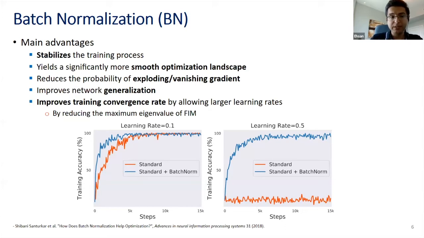But the other thing is the problem of generalization. We believe that batch normalization is improving our network generalization. But why is that the case? It's not completely understood what's happening, why it's improving the generalization.